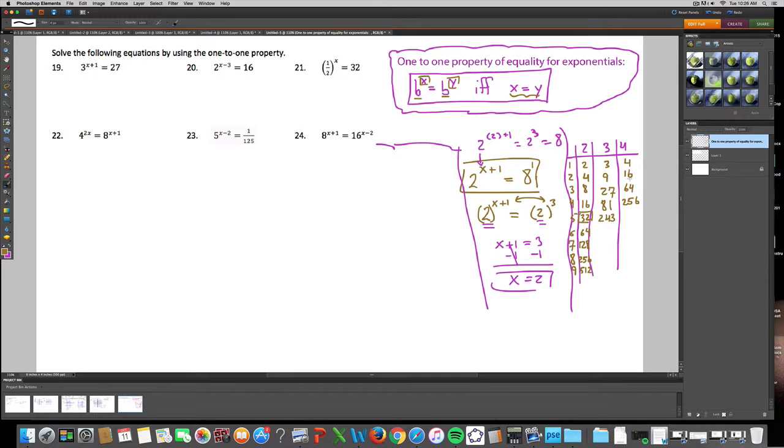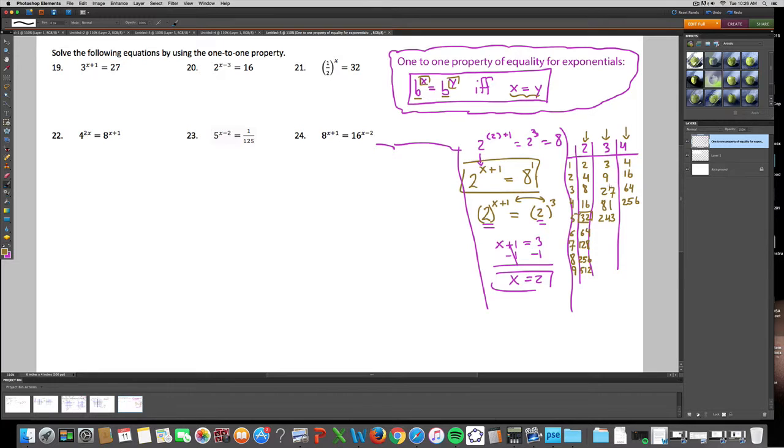Basically, I want to be able to recognize these numbers so that we can rewrite them having bases of 2, 3, and 4. So as we look at something like number 19, it says, hey, let's go solve this here. We could do this if both sides have the same bases. And so we need to recognize, well, 3 and 27, what are they both powers of here?